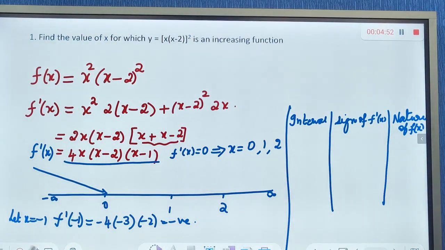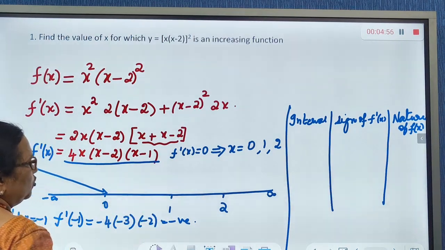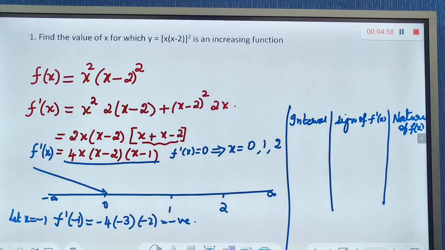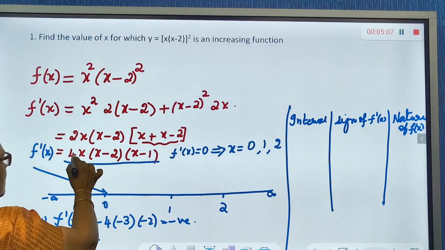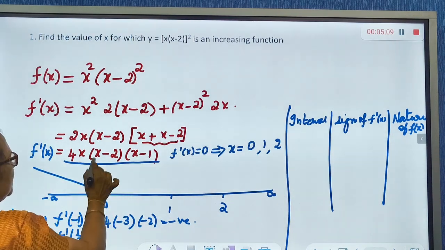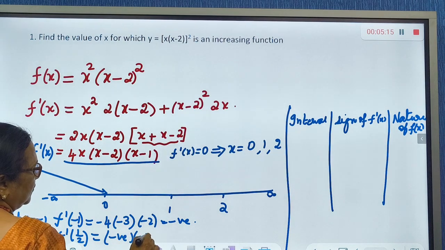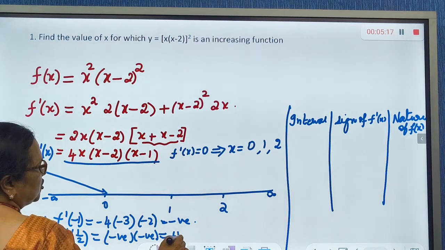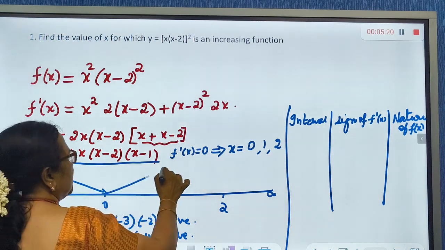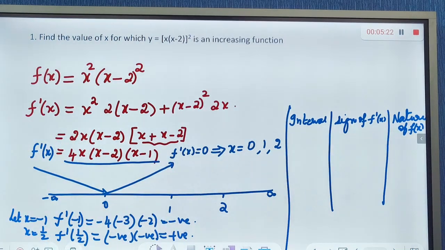Now between 0 to 1, I have to choose a value. I can take 0.5. Let x be half. F dash of half will be what? This is 4 into half, this is positive. Half minus 2 will be negative. Half minus 1 will be negative, which is going to be positive. So the function is increasing from 0 to 1.